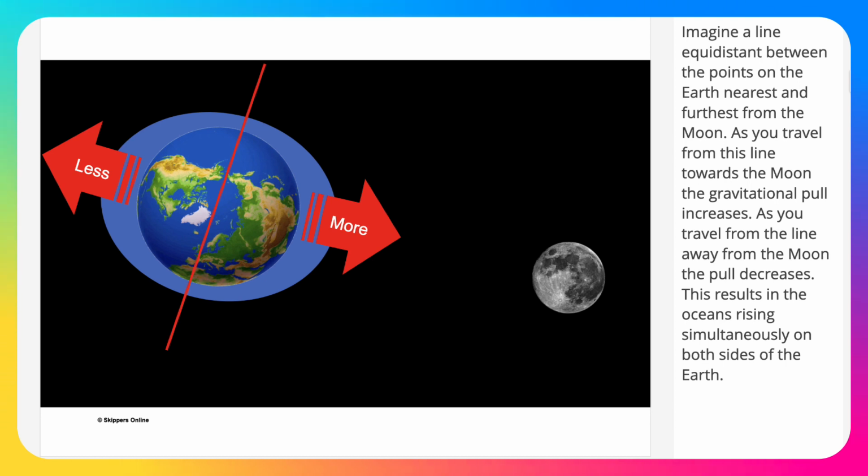Imagine a line equidistant between the points on the Earth nearest and furthest from the Moon. As you travel from this line towards the Moon, the gravitational pull increases. As you travel from the line away from the Moon, the pull decreases. This results in the oceans rising simultaneously on both sides of the Earth.